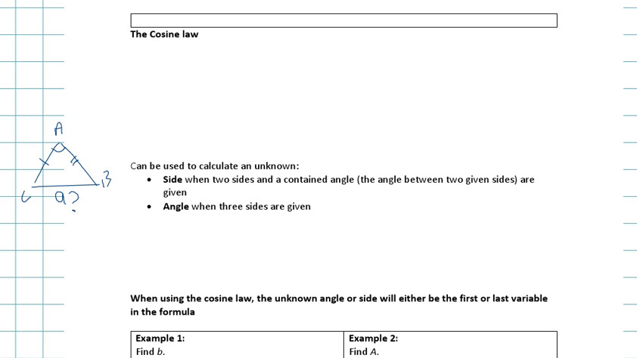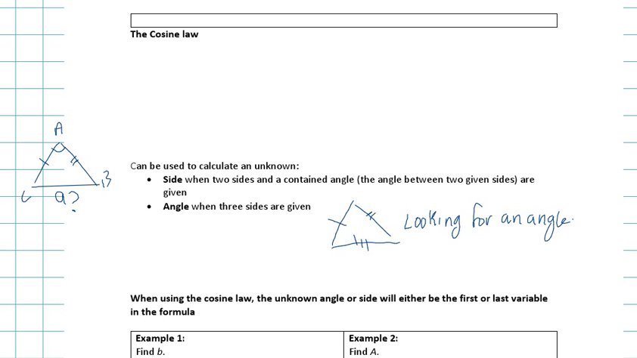The other way that you can use the cosine law is when you are given all three sides, so you know all three sides, and you're looking for an angle. You have nothing else to look for, right? It doesn't matter which angle you look for. You have three sides and you're looking for an angle. The first one, you know two sides and the angle between them, the contained angle. Okay?